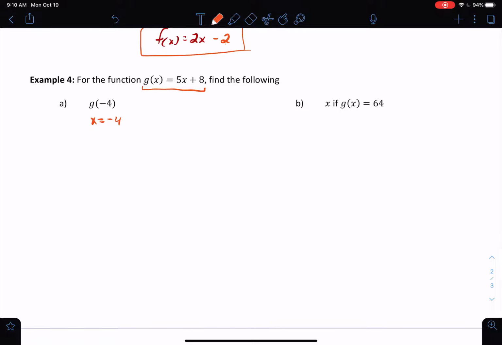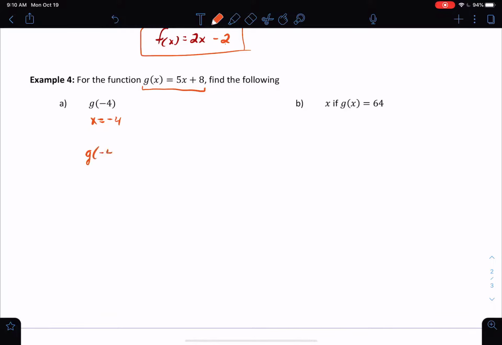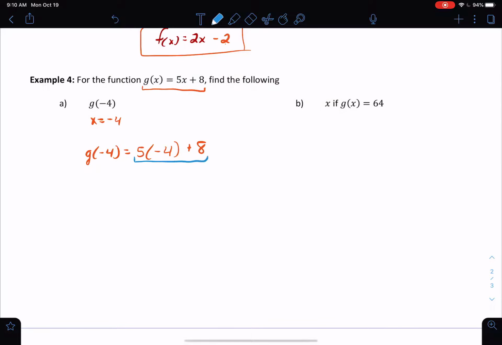Okay, so if I wanted to evaluate this function, g of negative 4, the negative 4 is playing the role of x. So every time I see an x, I'm going to plug in negative 4. Now, I just need to simplify this. Okay, 5 times negative 4 is negative 20. Negative 20 plus 8 is negative 12. So g of negative 4 is negative 12. If I plug in negative 4 for x, I'm getting out negative 12 for g of x, or y.